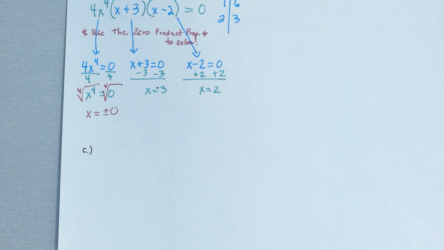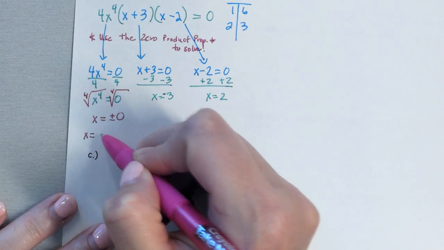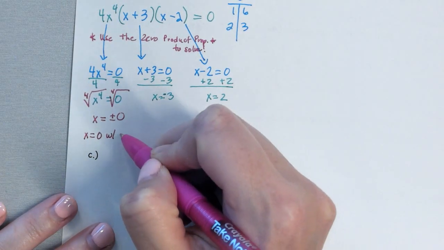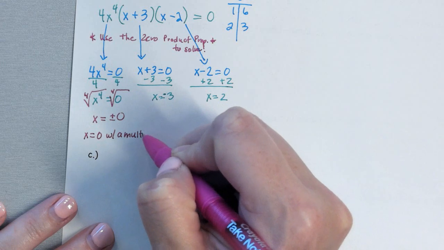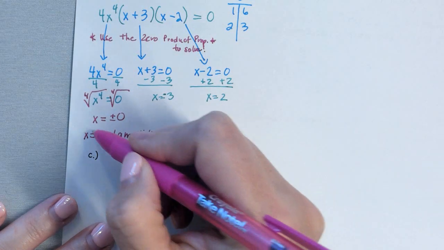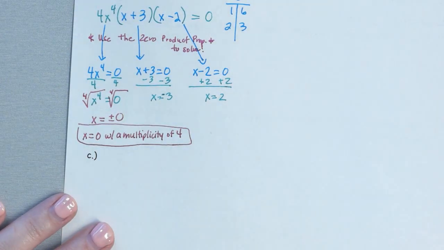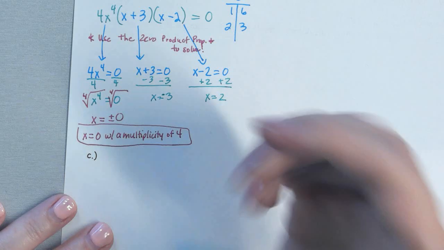But today we're going to learn about multiplicities. And when you take the 4th root of 0, your final answer is going to be x equals 0 with a multiplicity of 4, which I know is a little bit different.